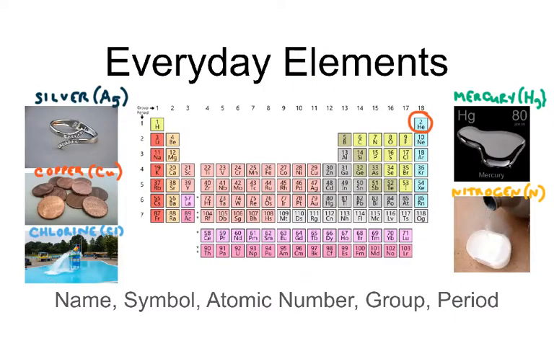Helium is in the upper right-hand corner of the periodic table. It's in group 18 in period 1. The group is the column, and the period is the row.